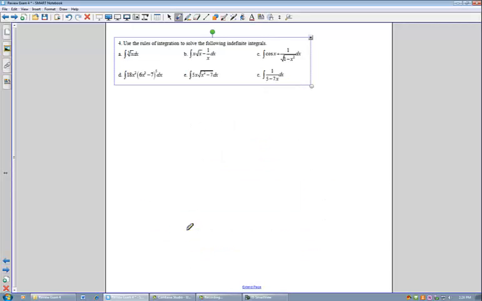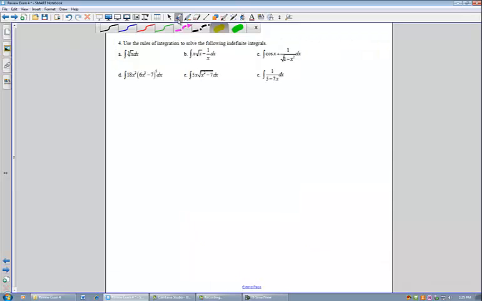All right, so moving on, some more algorithmic or mechanical problems, some indefinite integrals. We want to use the rules of integration to solve the following integrals. Let's just do these one at a time. I want to do the integral of the fifth root of x dx. Before I can integrate it, I have to write it as a power of x. So this is going to be the integral of x to the 1/5 dx.